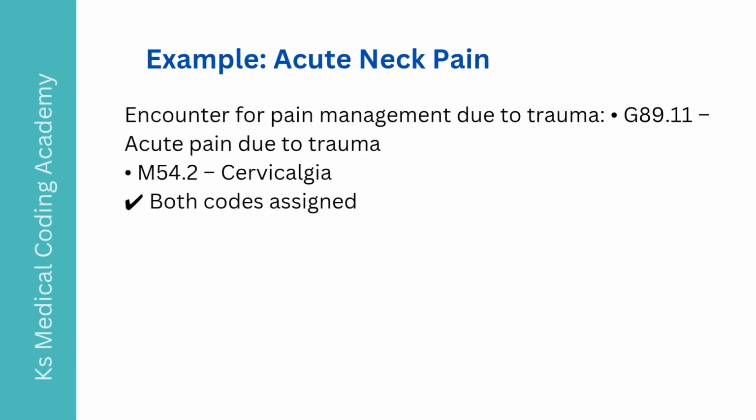Example: acute neck pain. If the encounter is for pain management due to trauma, G89.11 acute pain due to trauma, and M54.2 cervicalgia. Both codes are assigned because each provides different information.